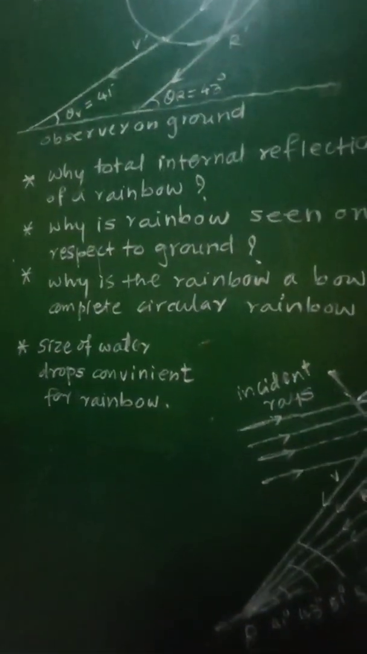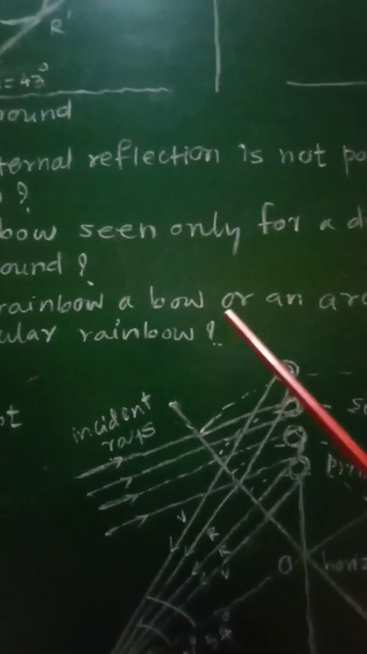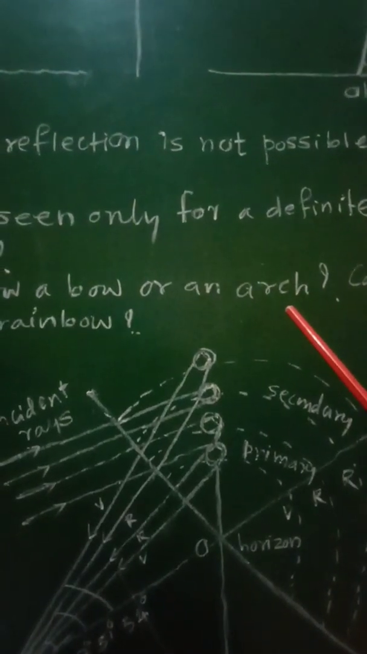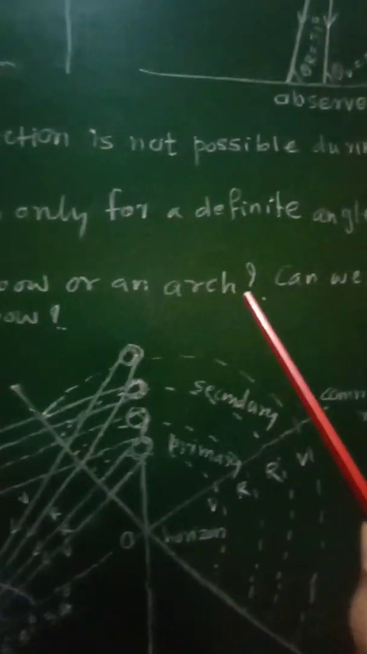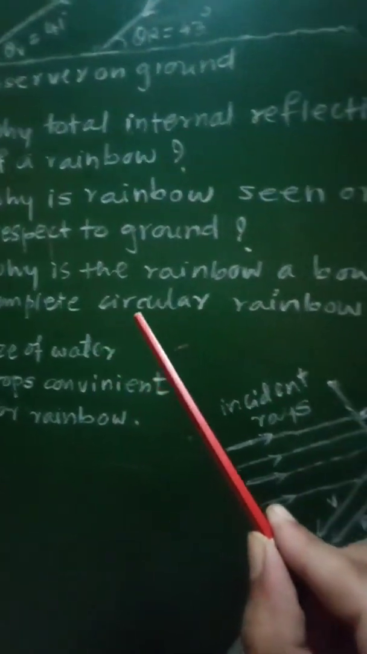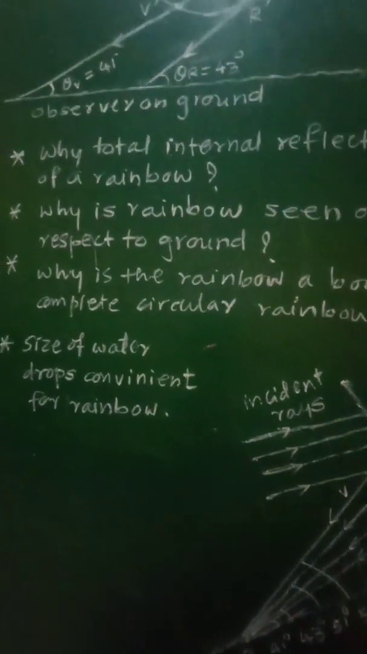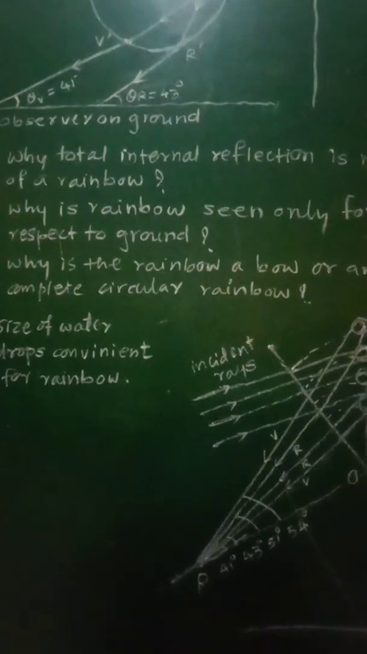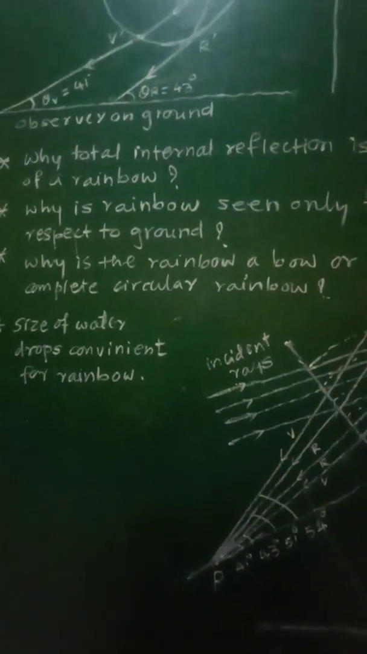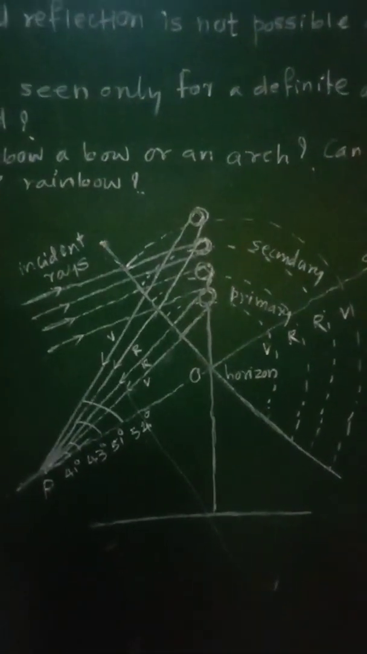Now the next question is, why is the rainbow a bow or an arch? Why is the shape of the rainbow like a bow or an arch, and can we see a complete circular rainbow? Previously we have discussed some of the concepts regarding this. Now it will be shown in this diagram.